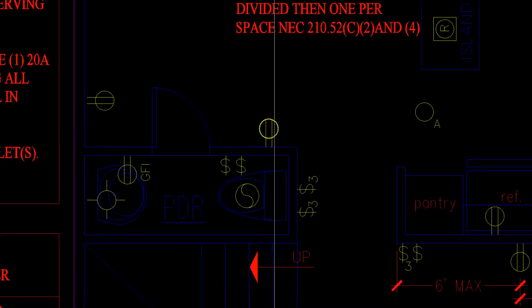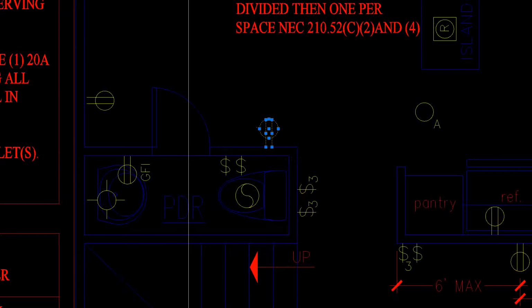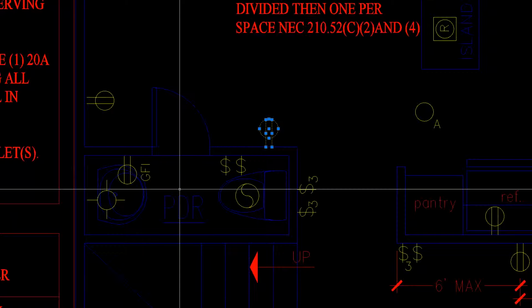Same thing's true of larger bathrooms. Now, it couldn't feed this one. This is considered outside, and so you couldn't feed that one from this 20 amp. It has to be on a different circuit, one more of a general purpose type circuit.